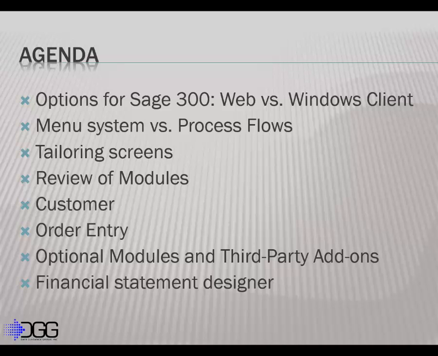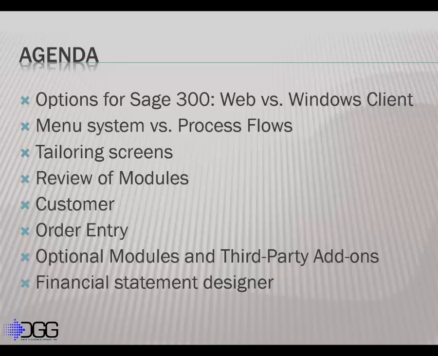The second thing we'll take a look at in the Windows client is the menu system versus the process flow view of the system. The menu system is pretty traditional, folders and icons kind of system. The process flow is more of a flowchart looking system.